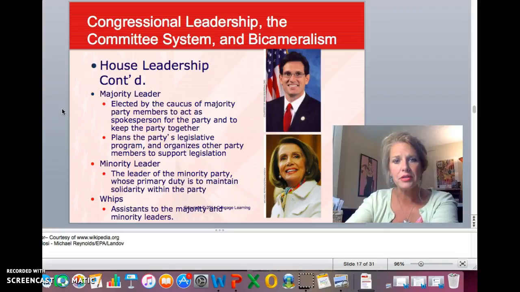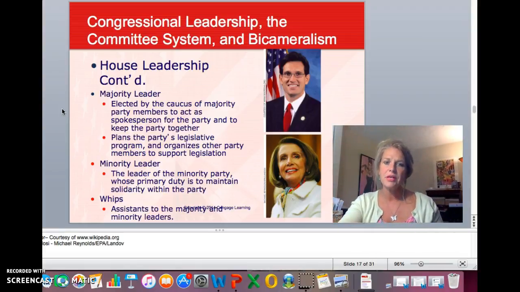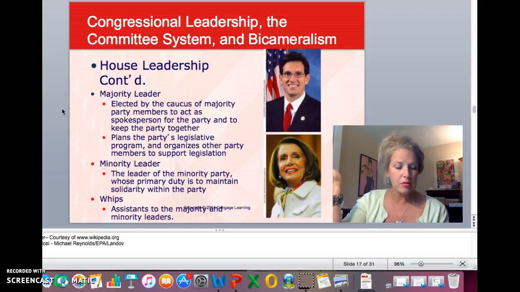Okay, congressional leadership, the committee system, and bicameralism. House leadership, you have the majority leader, sounds just like it is, elected by the caucus of majority party members, acts as the spokesman, plans the party legislative program, and organizes other party members to support legislation. Then you have the minority leader, and the former Speaker of the House, Nancy Pelosi, a Democrat from California, is now the House minority leader. She was the first woman to ever hold the Speaker position.